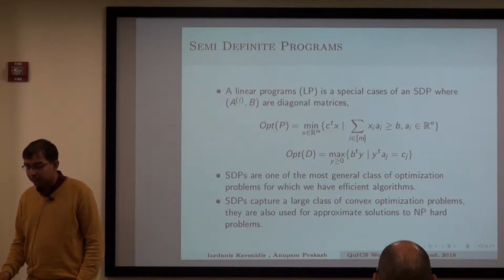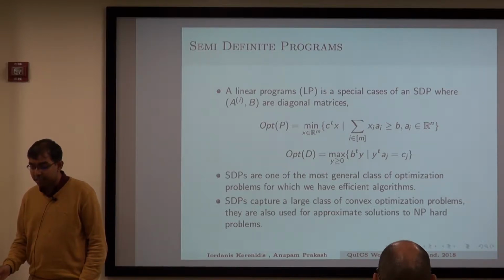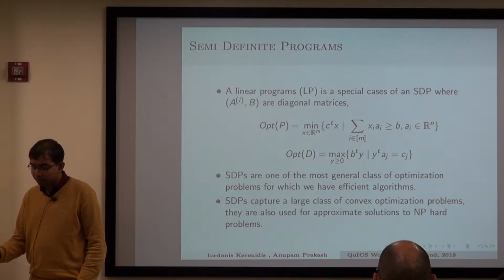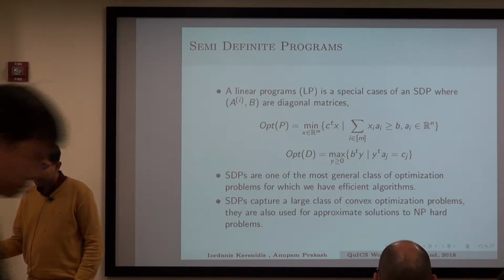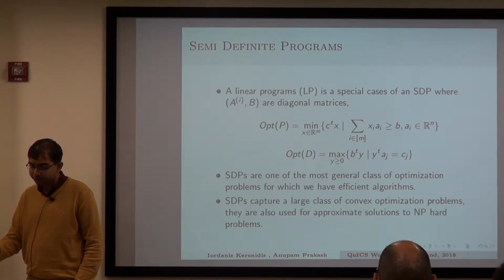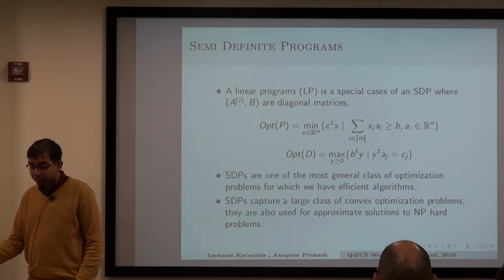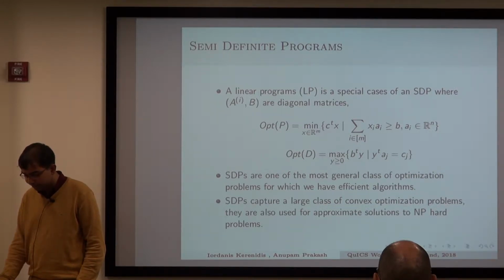Linear programs are a special case of SDPs where the A_i's and B are diagonal matrices. If I just plug in diagonal matrices in the previous formulation, I would get the standard formulation of an LP. I would get the summation of x_i a_i is greater than b, where now by greater than we mean that all the coordinates are positive. So the linear program is a special case of the SDP for diagonal matrices. Whatever we say for SDPs will also translate to LPs that way.